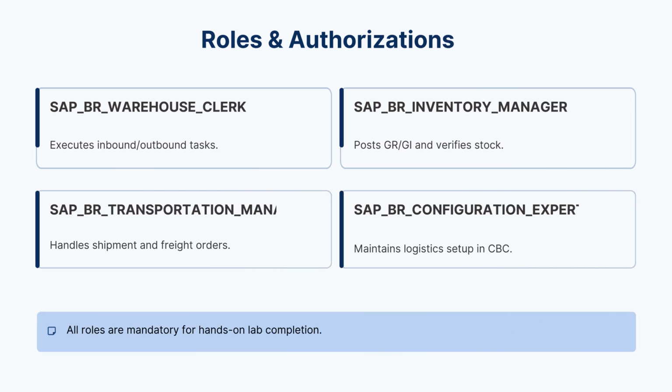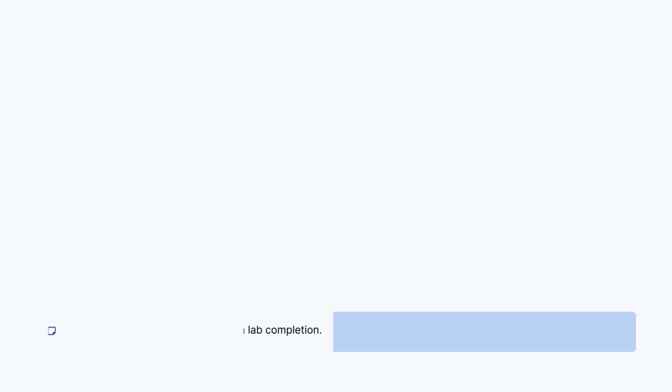Roles and authorizations. Role-based security ensures accountability in every operation. Warehouse clerks execute tasks, inventory managers post goods movements, transportation managers handle freight orders, and configuration experts maintain the logistics setup. Assigning correct roles is a crucial step before testing or exam preparation.